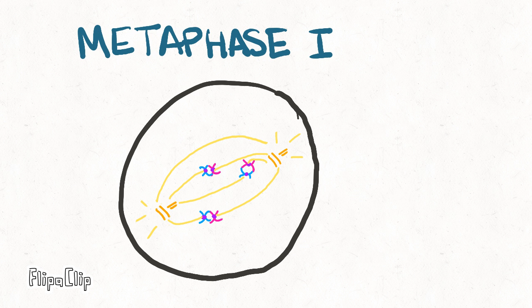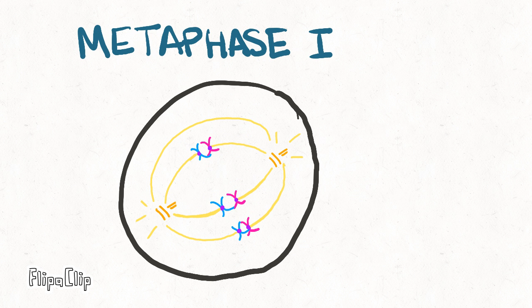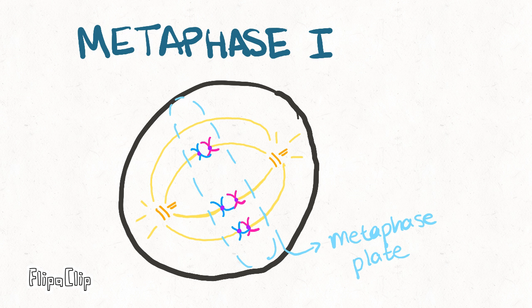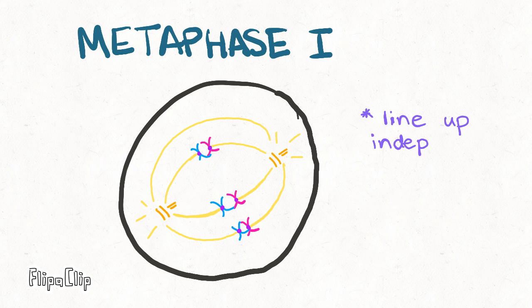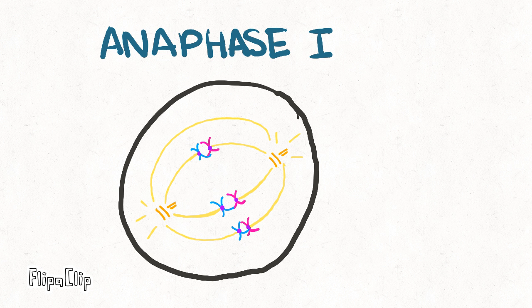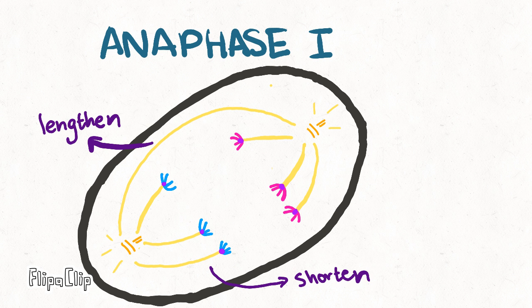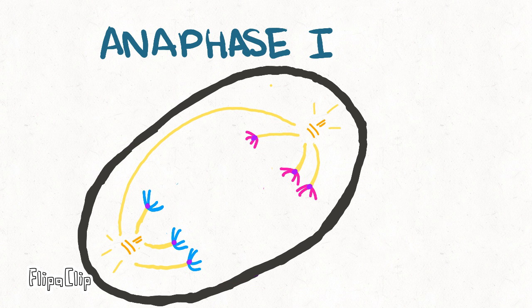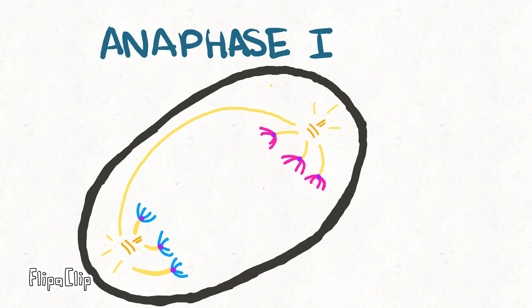In metaphase 1, the chromosome pairs line up at the metaphase plate at the equator of the cell, connected to the kinetochore microtubules, similar to metaphase in mitosis. They line up independently of each other. In anaphase 1, the cell elongates as the non-kinetochore microtubules elongate, and the kinetochore microtubules shorten. Homologous pairs of chromosomes are separated and pulled towards opposite poles.